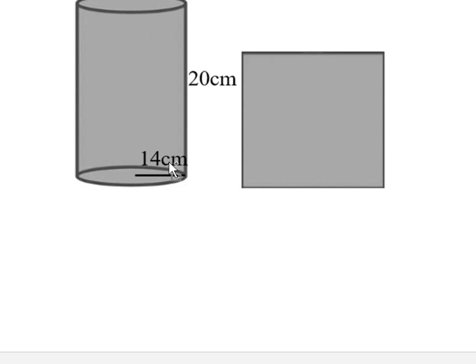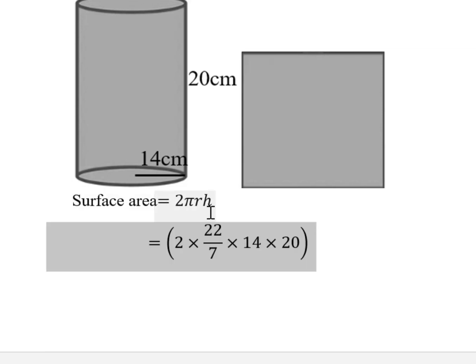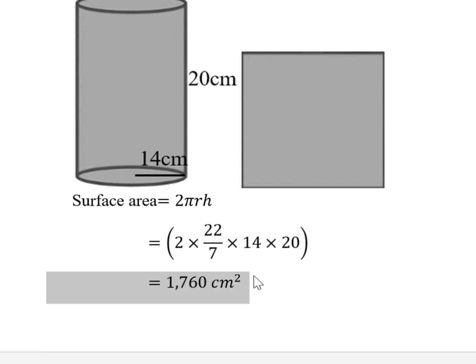So in that case, the surface area will be found using the third formula. So surface area is equal to 2 pi rh. That is equal to 2 times 22/7 times our radius, which is 14, times 20, which you get as 1760 square centimeters. So that's how we calculate the surface area.